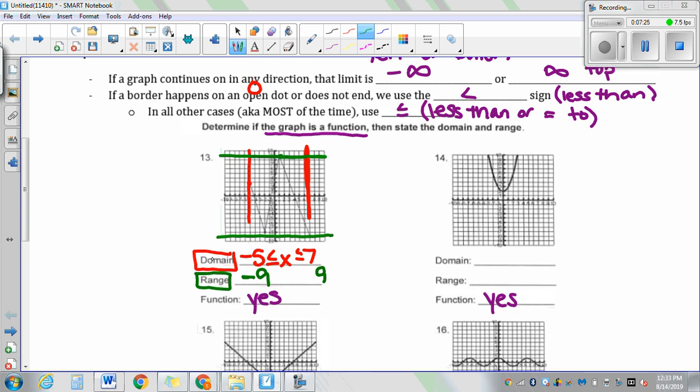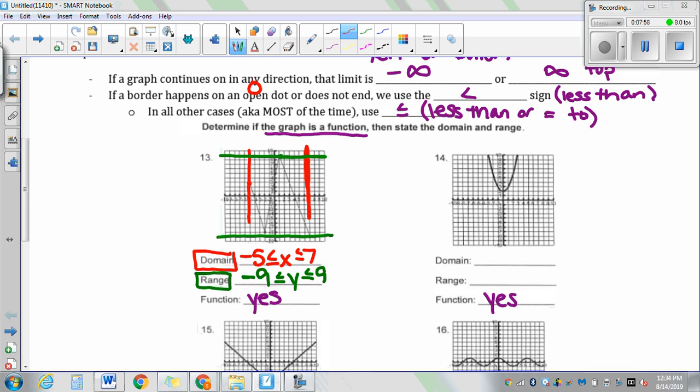Now for domain, we threw an x in the middle because domain talks about all the x values. So for range, we're going to throw a y in the middle because we're talking about y values. Now remember, most of the time you're going to use this less than or equal to sign. I actually hit it on the bottom, so I'm going to use less than or equal. I actually hit it on the top, so I'm also going to use less than or equal. Right? Anytime you have those solid dots, it stops, you hit it. And like we said, it is a function because it passed the vertical line test.